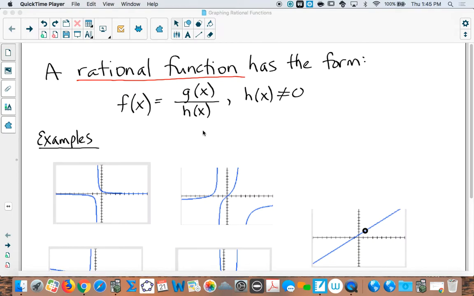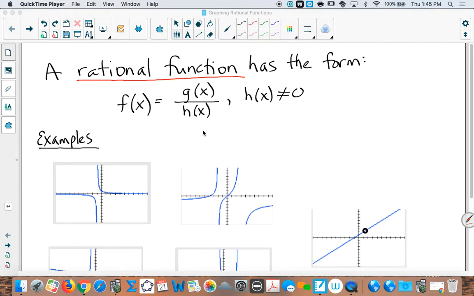All right, so we are going to take a look at graphing rational functions. Okay, so a rational function shouldn't surprise you what it looks like. F of x equals g of x over h of x. G of x and h of x, that just means they're polynomials.